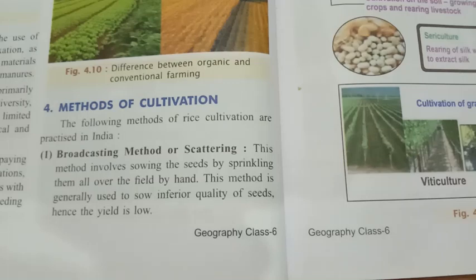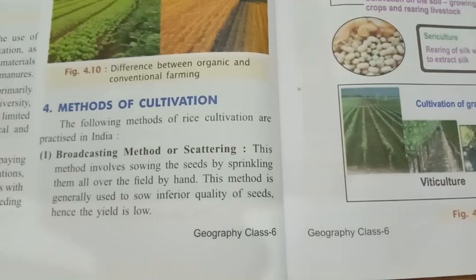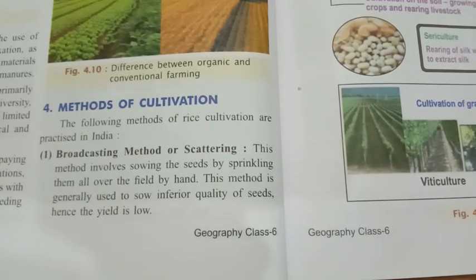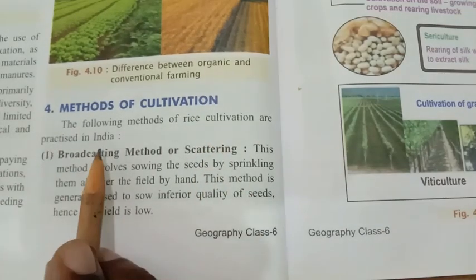Class 6. Today we are going to start methods of cultivation. In the previous video we read about the differences between organic and conventional farming, and we have read about organic farming also. So today we will start methods of cultivation. Let's start. The following methods of rice cultivation are practiced in India.